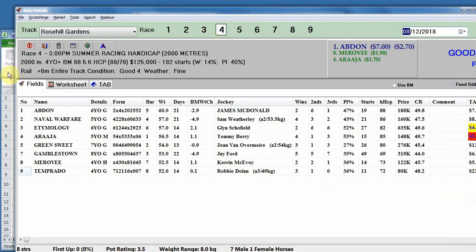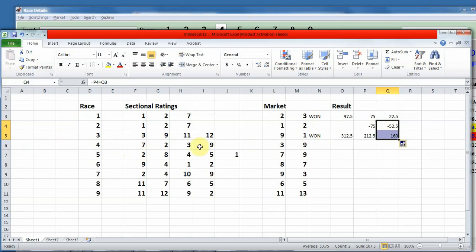So alright, race 4. Number 1 was successful. We missed that one. We got 4 horses, so minus 100. Not so good.